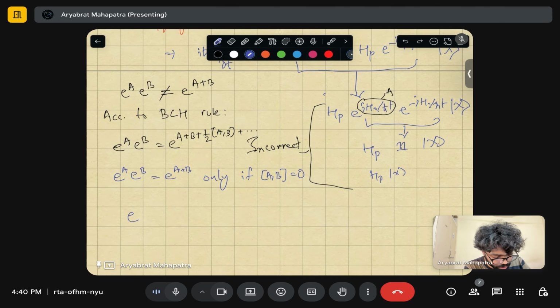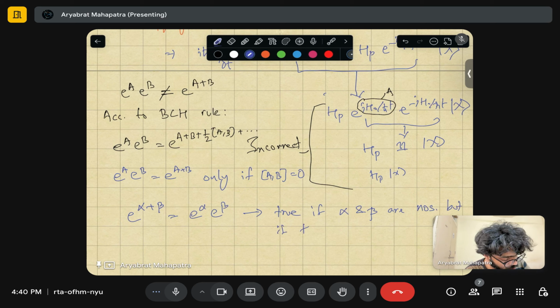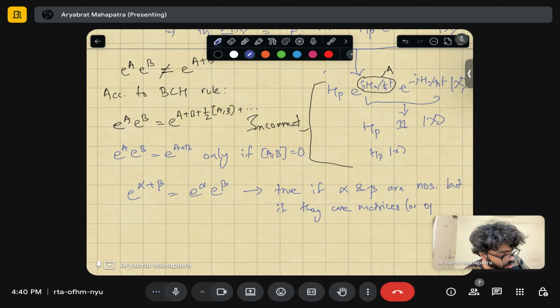Earlier, you used to write e to the alpha plus beta equals e^alpha e^beta. This is again true if alpha and beta are numbers, but if they are matrices or operators, as we call them in quantum mechanics, then it isn't.